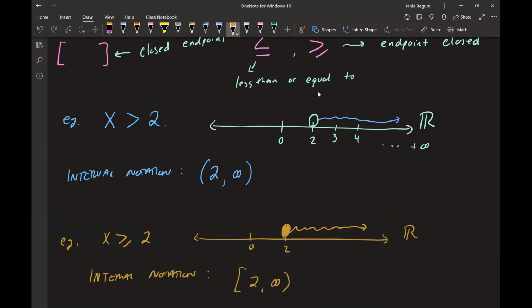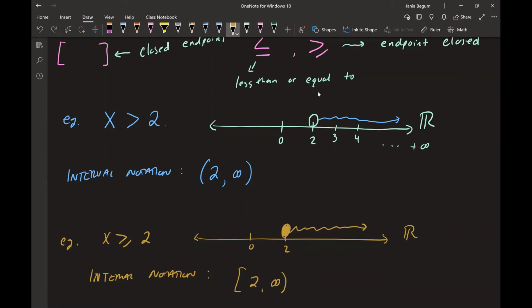Now infinity always gets parentheses. Do you guys know why we always put parentheses around infinity and negative infinity? Why don't we put brackets? What do you guys think? It's open-ended, it goes on and on. Yeah, right. You only put bracket if you're including that point, but infinity is not just one number, right? It goes on forever. We don't know where to stop. So it's just an indication it goes forever on the right side. That's why every time you have infinity or negative infinity, you always have to put parentheses.